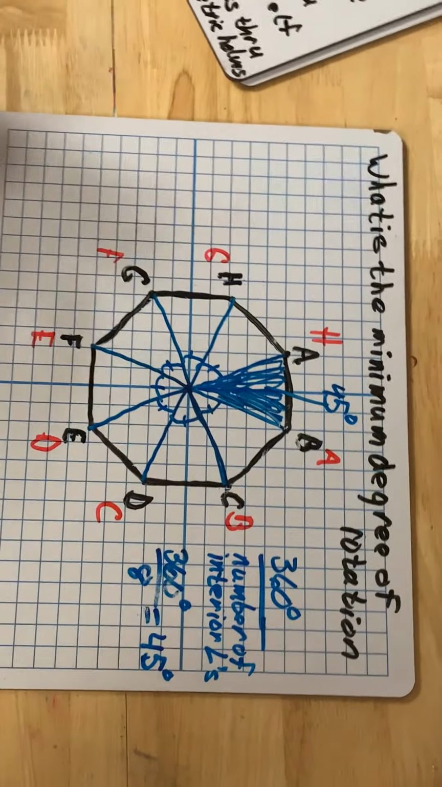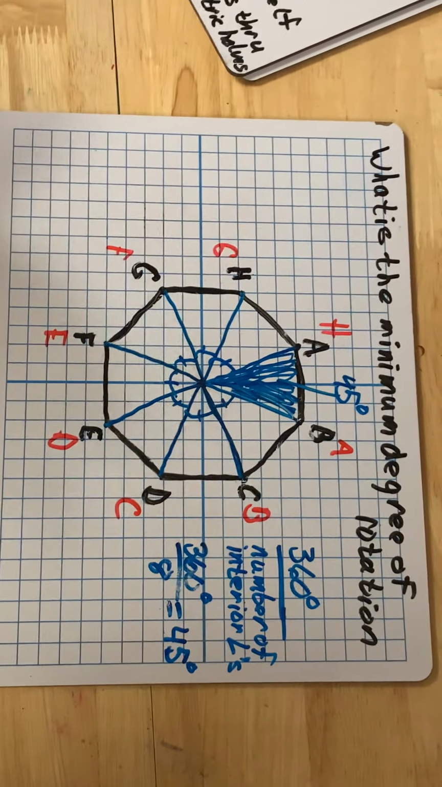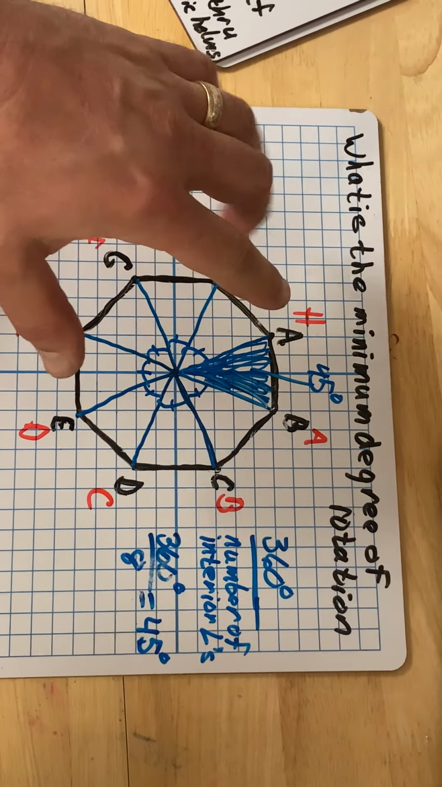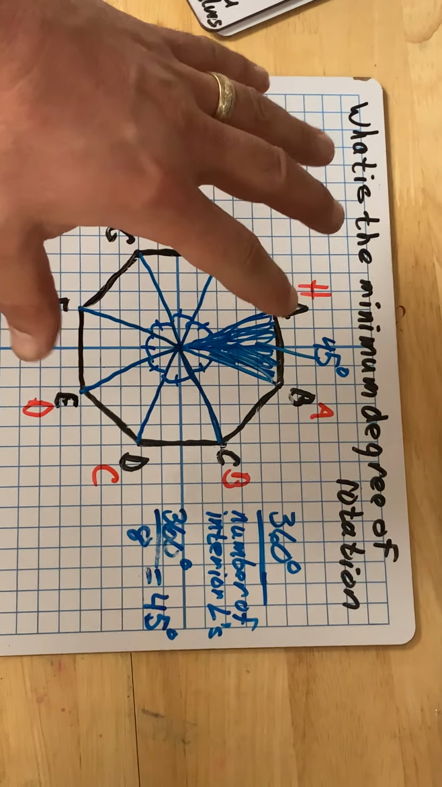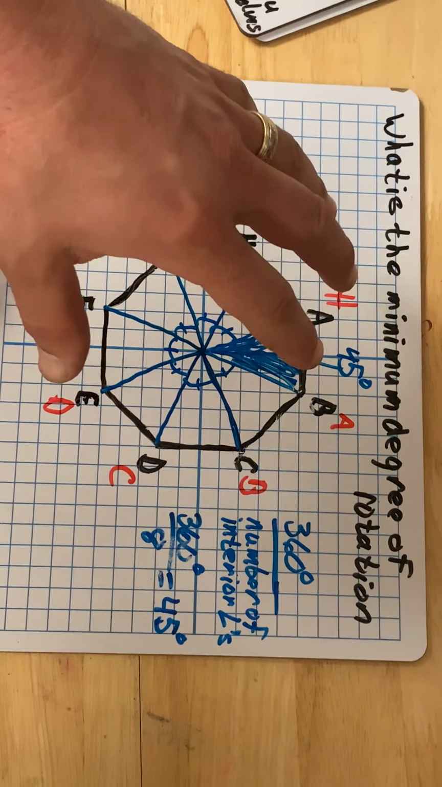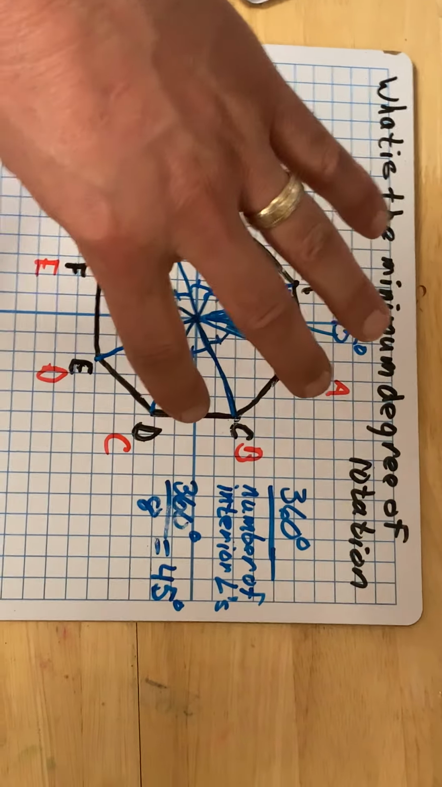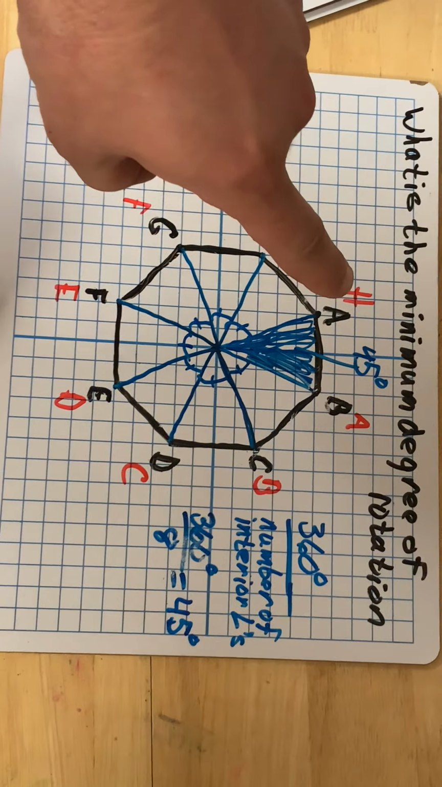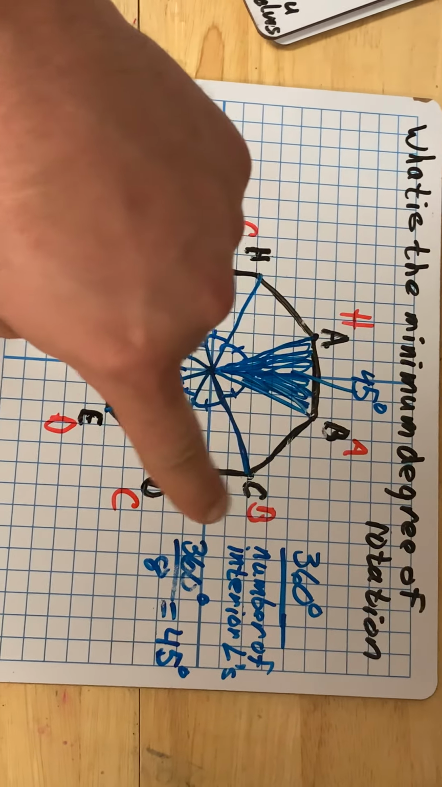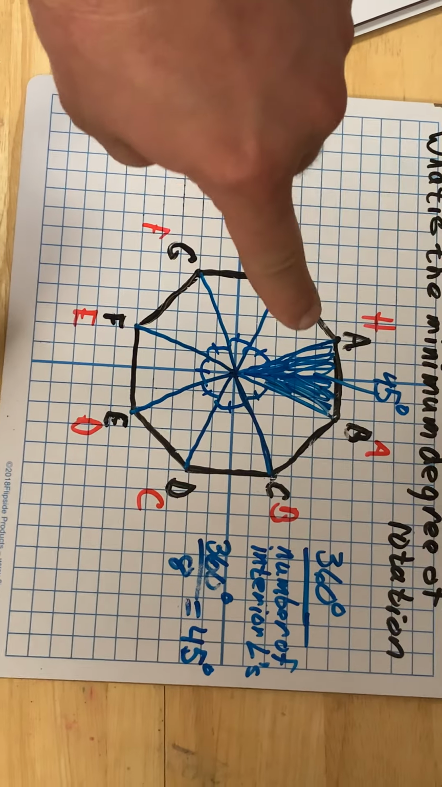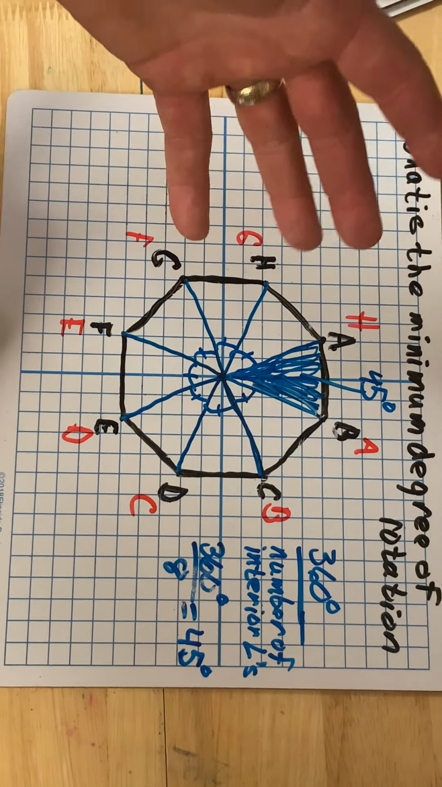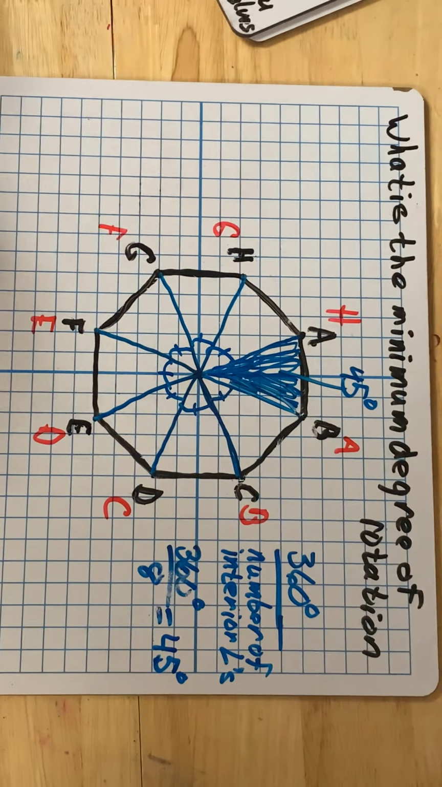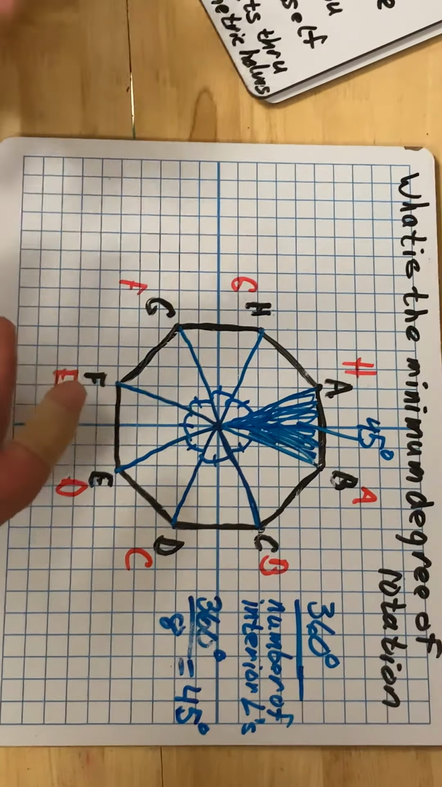And another thing they might ask you is how many times will the image map onto itself if you were to spin and rotate A all the way around back to itself? Well, the answer there is 8 times, because it has 8 different vertex points to land on until it gets back. So it's not that hard.